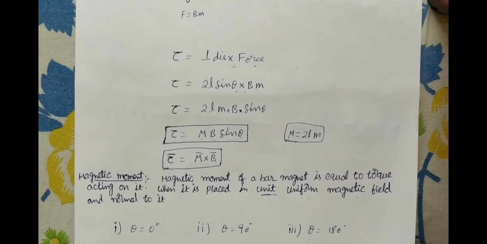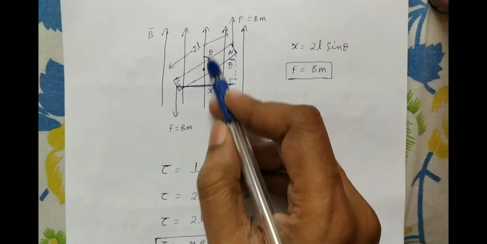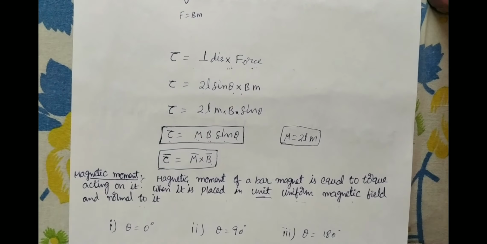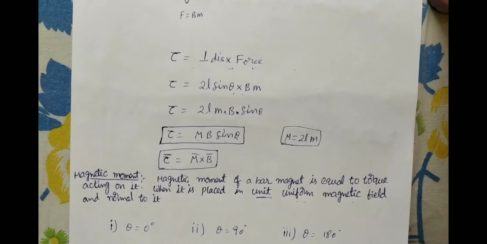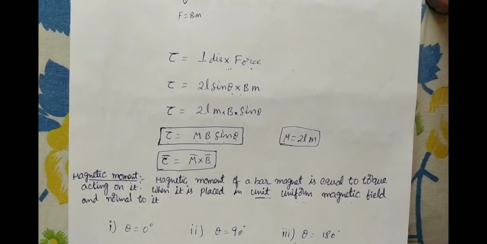When do we get maximum torque, and when do we get minimum torque? If the magnet is parallel to the field, sin 0 means you get 0 torque. If it is 90 degrees, you get maximum torque. At 180, again sin 180 is 0, so you get 0 torque. And the fourth case, if you take theta equal to 270 degrees, torque is equal to minus mB we get. Why? Because sin 270 is minus 1.